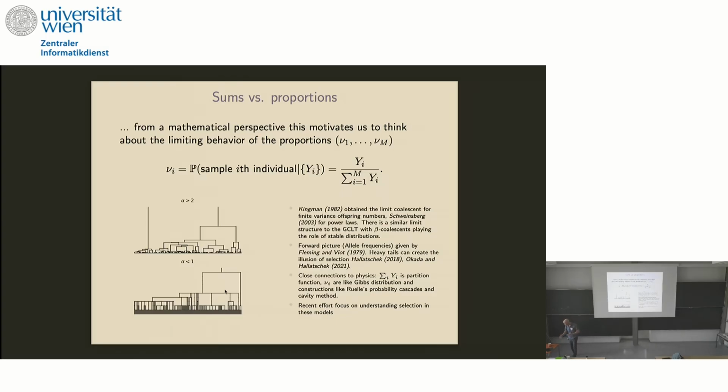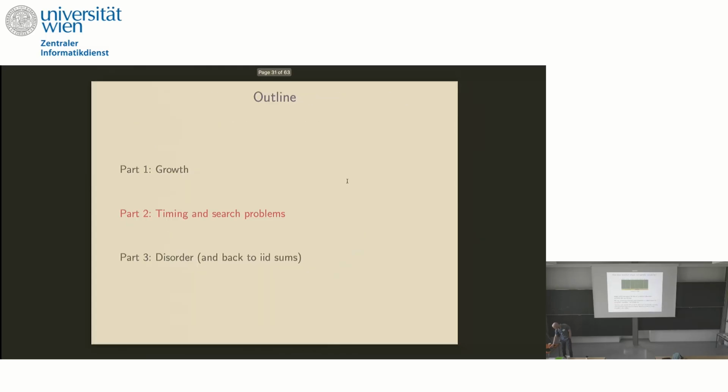There are close connections to stat mech here too. You might think of the sum as kind of like the partition function, and these ratios are kind of like the Gibbs measure. So in terms of the relationship between those two concepts mathematically, and in terms of the recent and ongoing work, there's a lot of interest in understanding selection in the context of these heavy-tailed offspring models. Okay, I'll skip that. There are more examples.